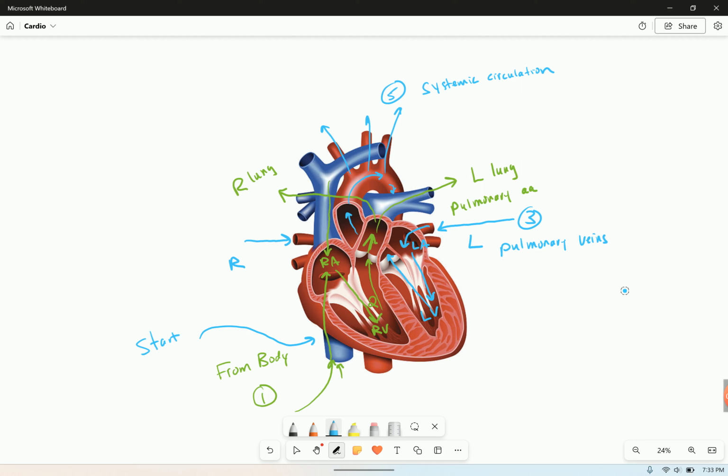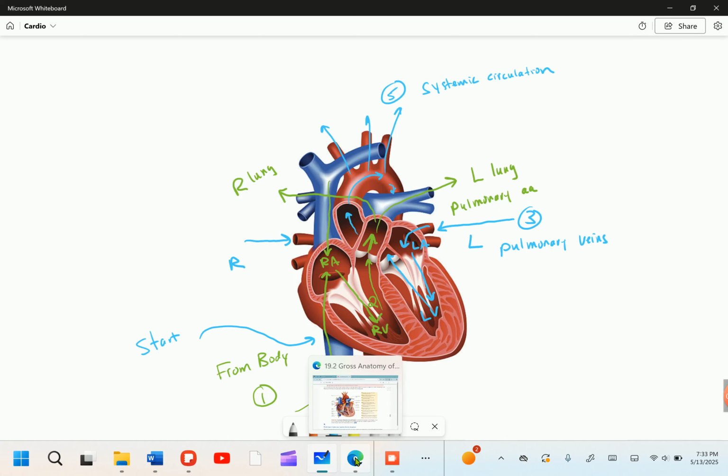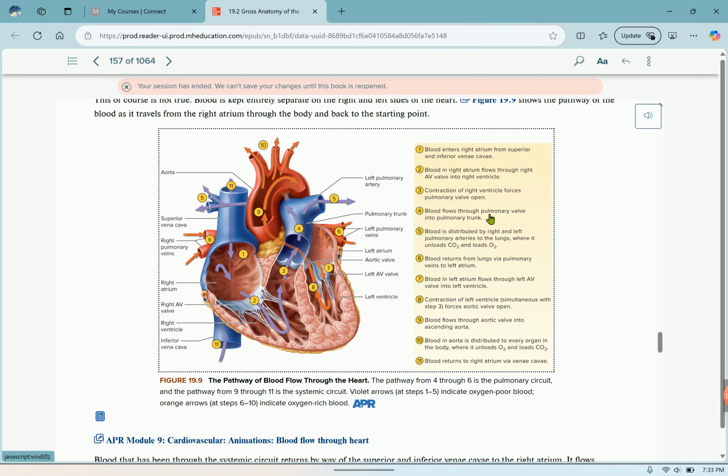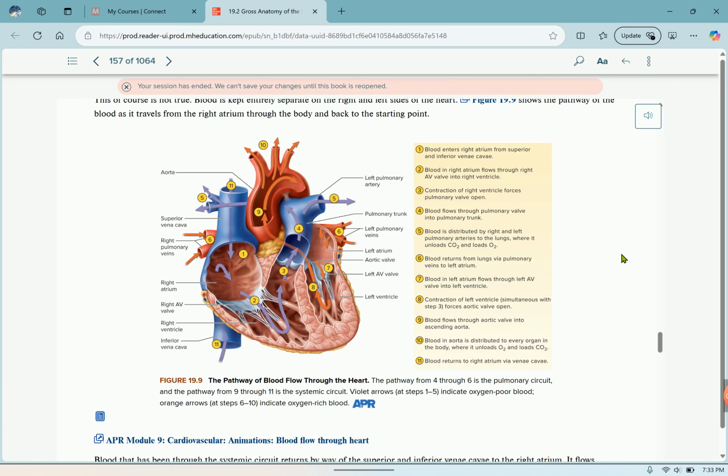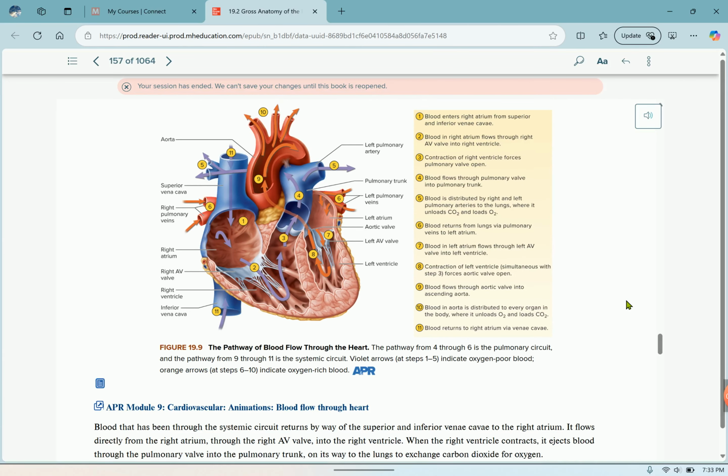And then what structures are you going to be passing through? If you're that red blood cell, what structures are you going to be passing through in order from beginning to end? Okay, now going back to the book, so this diagram breaks it down in 11 different steps. And then you can read about it there. So it's essentially the same thing that we just drew out. Okay, so blood flow through the heart. Make sure you understand that.